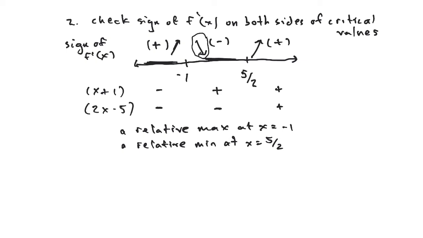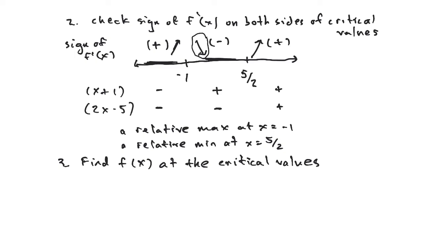Okay, so now the final step is to figure out what the y value is at each of these critical values. So I'm going to find f of x at the critical values, and in particular at the critical values that are associated with relative maxima and minima. Okay, so the first thing I'll do is rewrite my f of x, and my f of x is 4x cubed minus 9x squared minus 30x plus 25.